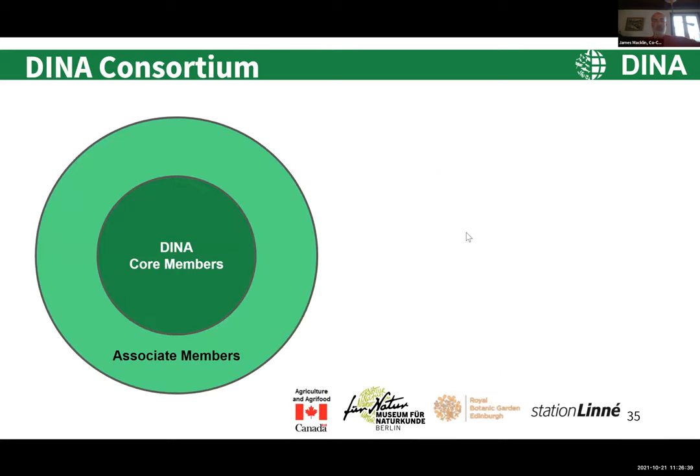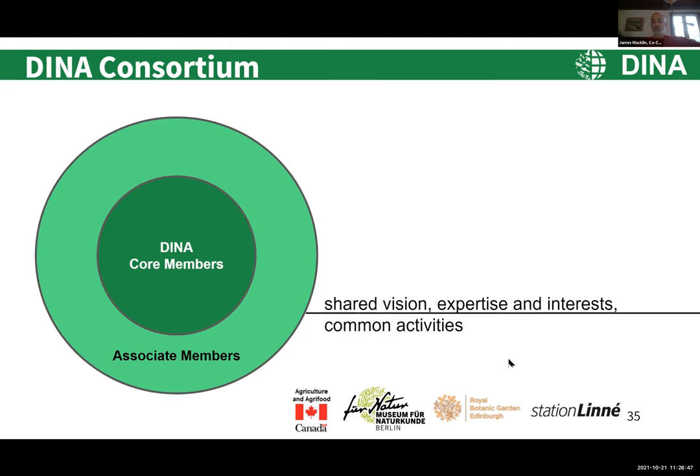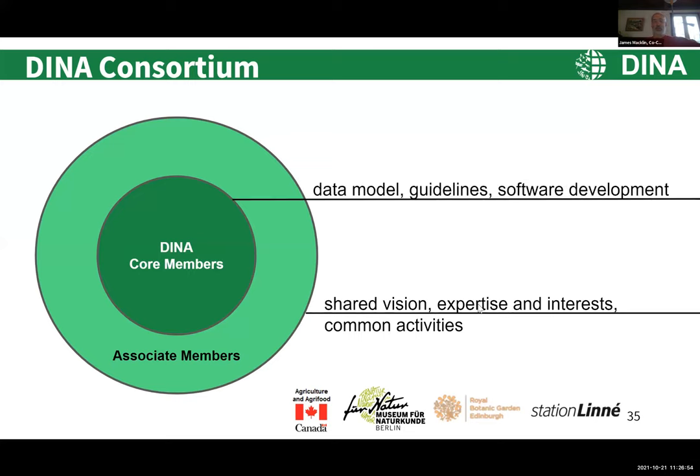At the moment, we have a concept of core members and associate members. Everybody is invested in the shared vision, the expertise, the interest. They're all there for that reason, this common belief in what we're trying to do. The core members, which at the moment is mostly Agriculture and Agri-Food Canada, where I am, and Museum für Naturkunde in Berlin, are the two drivers, but we have lots of help on the side. And we're trying to use this model and expand our community.